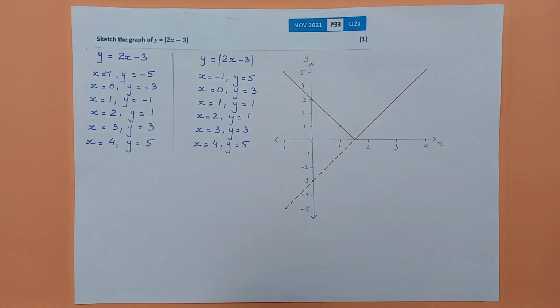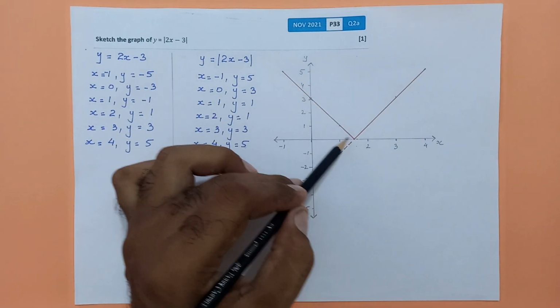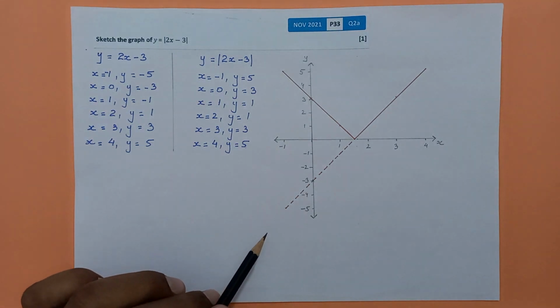So the actual graph that you have to make in the paper is just to take these readings and draw this graph. You don't have to draw this dotted line. This was just for the observation and the learning purpose.